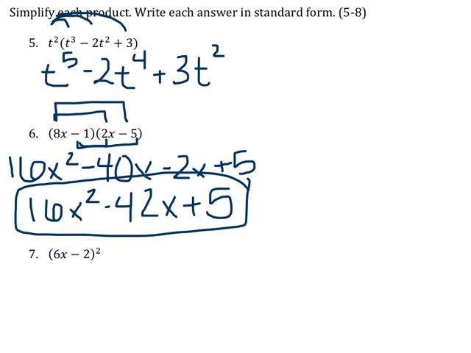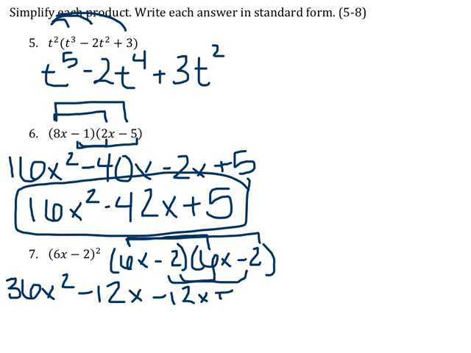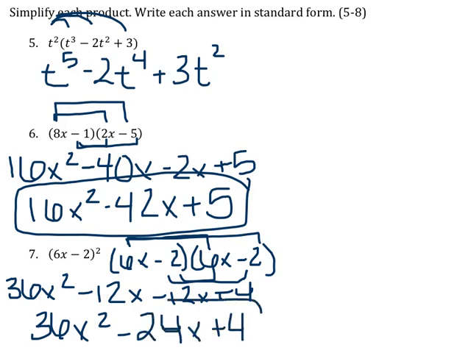Now here when we have a squared, remember what we're doing is multiplying the binomial by itself. Okay, you can't just square the terms inside. We have to actually write it out this way and do some FOILing. So we get 36x squared minus 12x minus 12x plus 4. So 36x squared minus 24x plus 4. And that's our final answer.